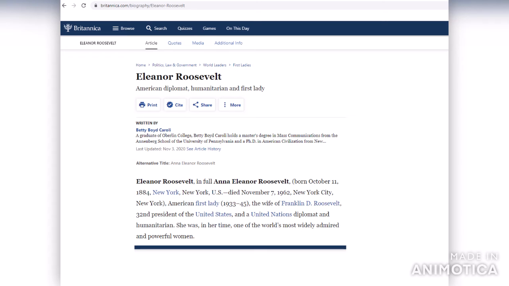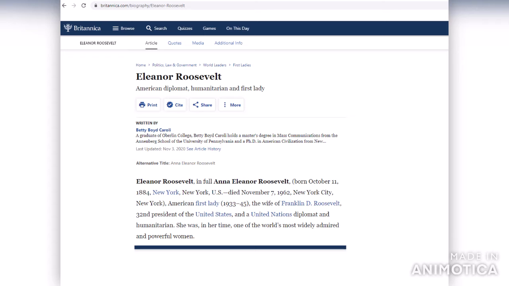So let's look at an example of a website article that could be used in an academic paper. This article on Eleanor Roosevelt provides facts about the former First Lady of the United States. If we wanted to use information from this article, we would have to provide a reference for where we got the information from.